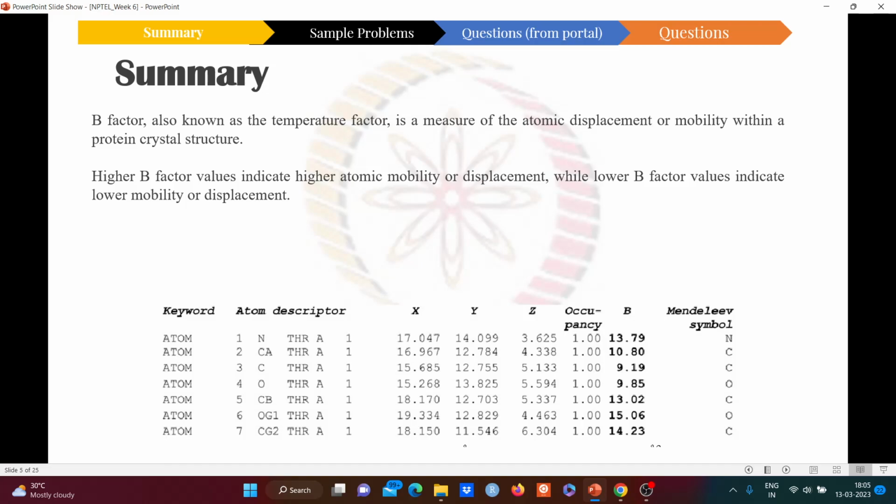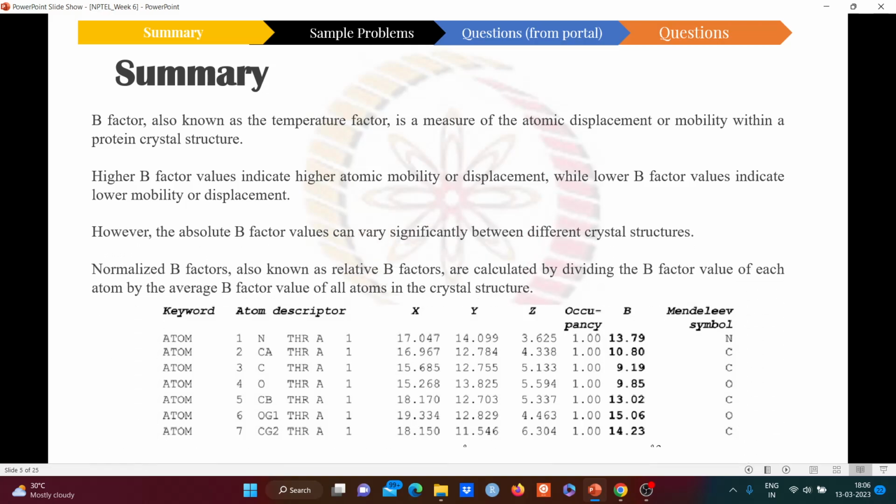Higher B factor values indicate higher atomic mobility or displacement, while lower B factor values indicate lower mobility or displacement. However, the absolute B factor values can vary significantly between crystal structures, making it difficult to compare the flexibility of different proteins or different regions within the same protein. Therefore, normalized B factors come into the picture.